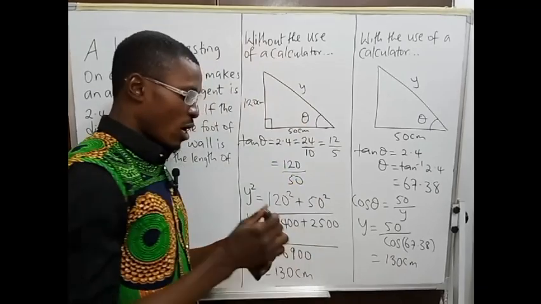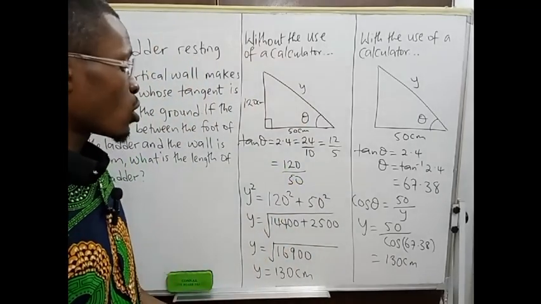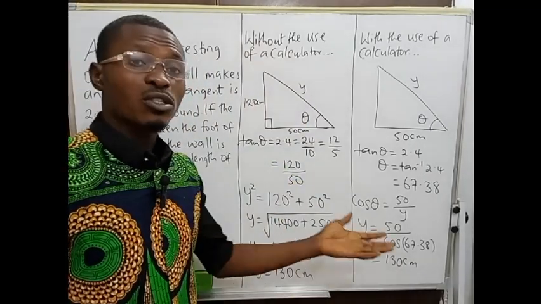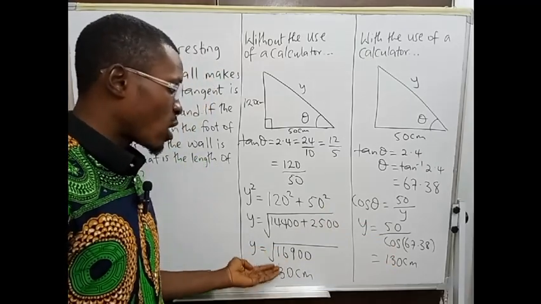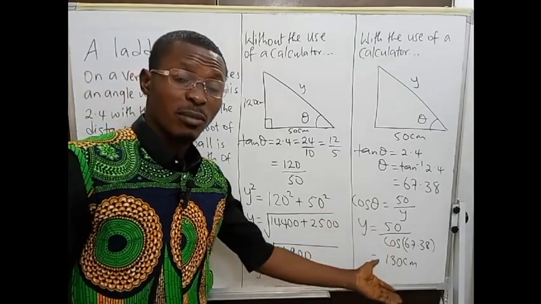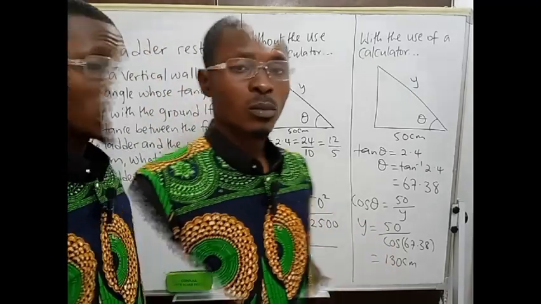So either way, you have the length of the ladder to be 130 centimeters. If you're asked to leave the answer in meters, you are going to have 1.3 meters, 130 divided by 100.